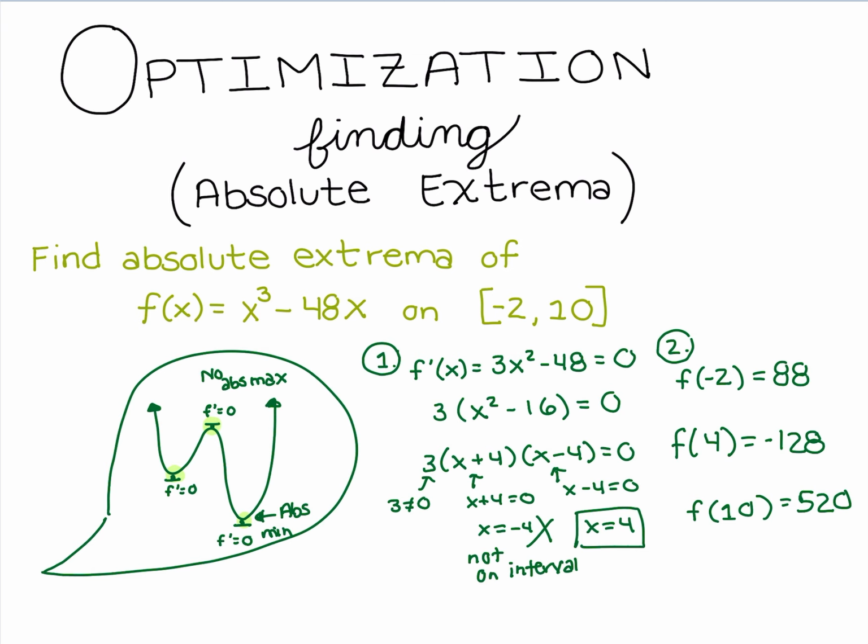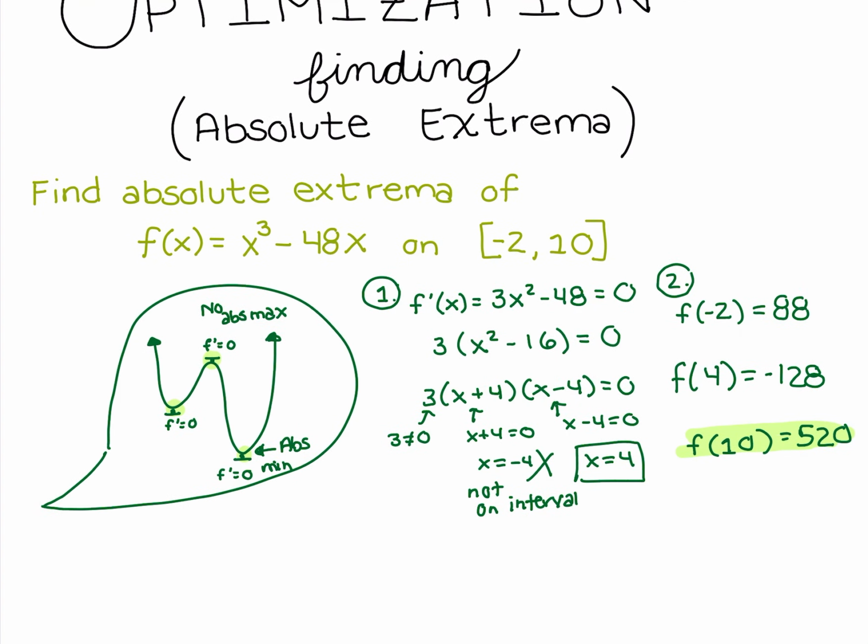So comparing these to find absolute max and absolute min, I'm just looking at y values. The highest y value between 88, -128, and 520 is this one here. So we would say the absolute max point is 10, 520. And then our absolute min point is either at that critical number or at the endpoint. So we're comparing 88 and -128. -128 is lower, so it's going to be at our critical number.